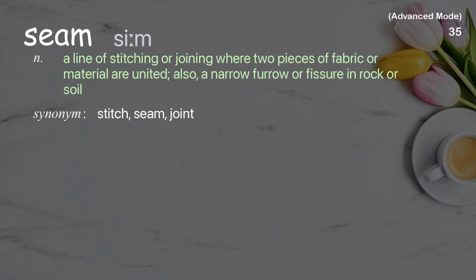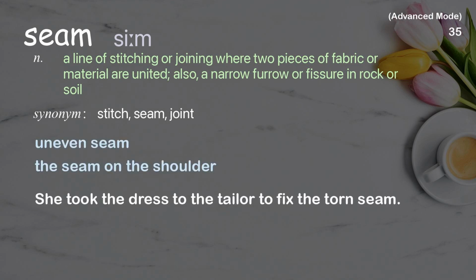Seam. A line of stitching or joining where two pieces of fabric or material are united, also, a narrow furrow or fissure in rock or soil. Examples: Uneven seam. The seam on the shoulder. She took the dress to the tailor to fix the torn seam.